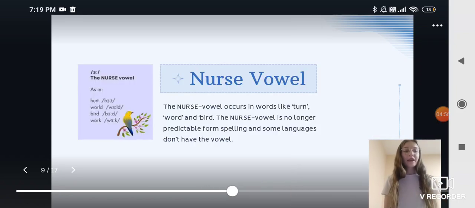Our third vowel is the nurse vowel. The nurse vowel occurs in words like turn and birth. The nurse vowel is no longer predictable from spelling, and some languages don't have this vowel, but still there is something called the nurse vowel. Other examples of this are hearth, world, birth, and work.